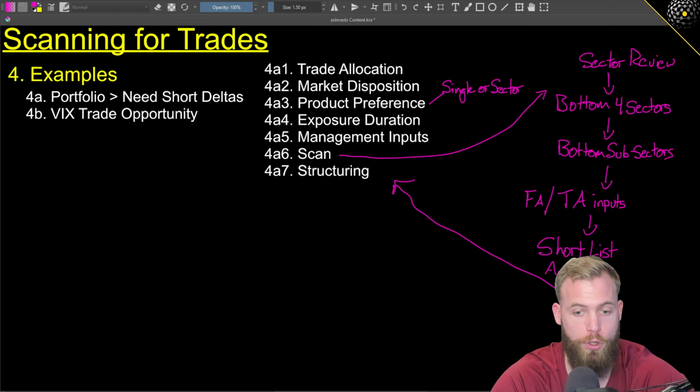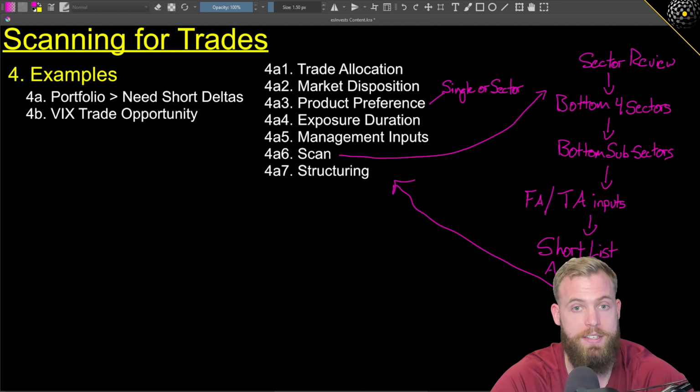So as I go through those different products, I apply, in this case, primarily technical inputs. If this, say, for example, was a really long duration bullish thesis, I would overlay quite a few fundamental components. But in this case, it's mostly TA. And then I'm applying the short list. Once they get through that short list, I will then start structuring trades.